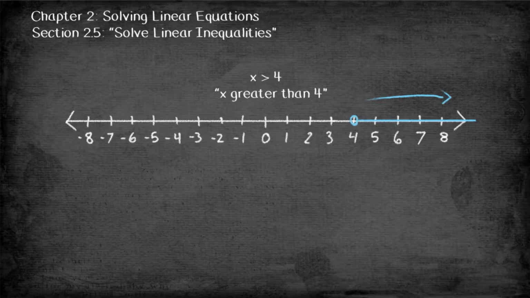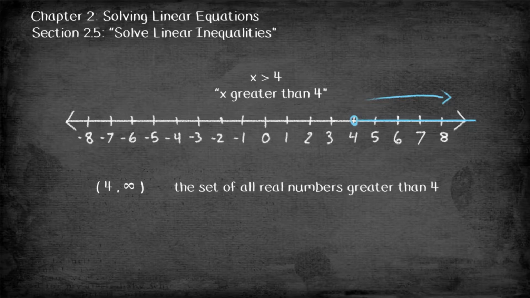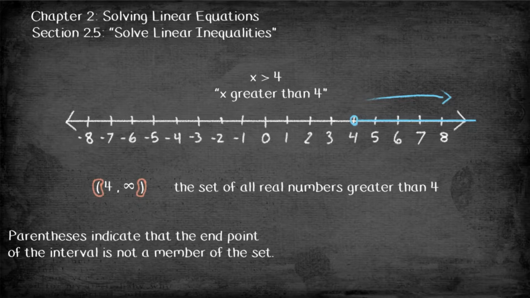If I wanted a way of writing down this picture, I can use this notation. This is called an interval, and this literally means the set of all real numbers greater than 4, which is the set being described by the initial inequality. The parentheses actually say something. They say that the endpoint of the interval, in this case 4, is not a member of the set being described. And it's not, because 4 is not greater than 4.